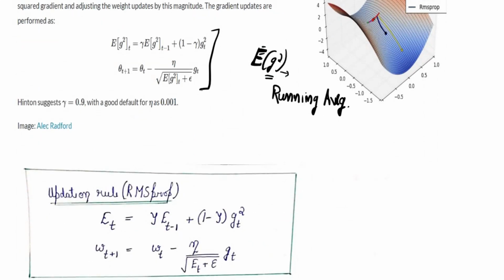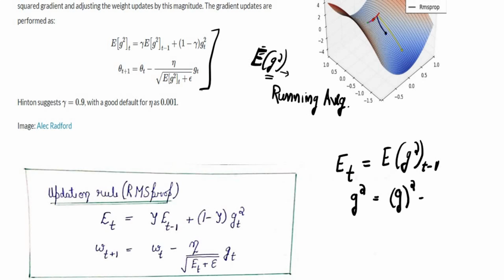We say that this running average, which I defined over here, is given by Et. Et is nothing but the expected value of g square at time t minus 1, and g square is nothing but the gradient square, which is the gradient of L, squared. That's it.